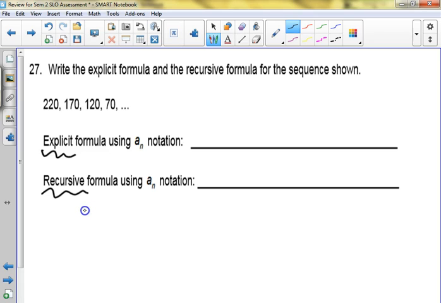Okay, first of all, we need to decide what kind this is. What's going on here? Minus 50, minus 50, minus 50. Okay, so it means it's arithmetic if you're looking for a formula. So explain to me how to get to the next one.